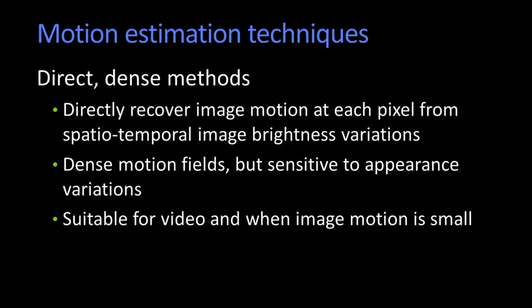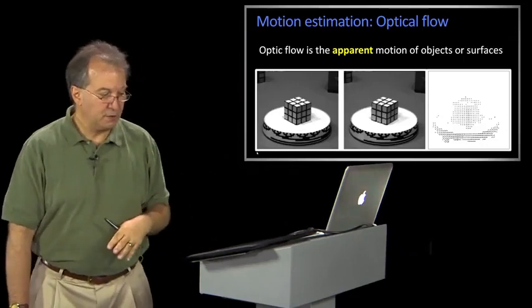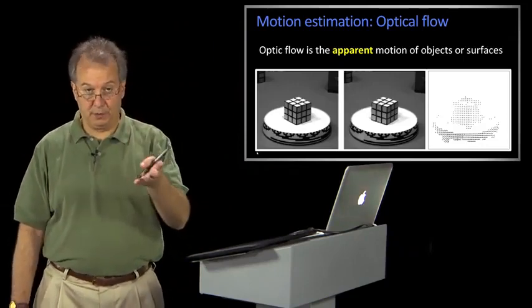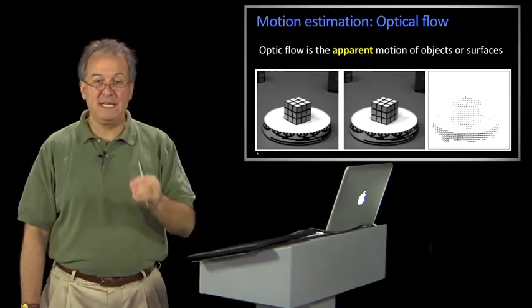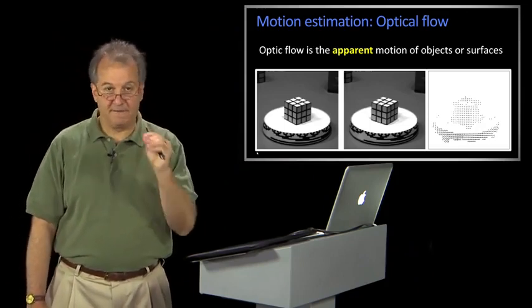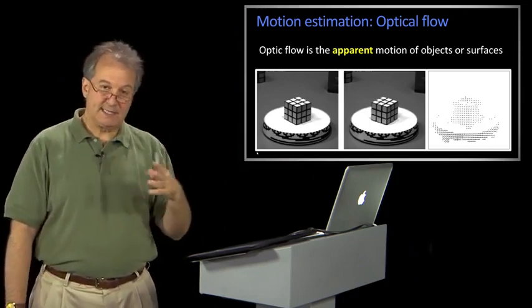Direct and dense methods recover motion at every pixel in the image, and that gives you a dense flow field. It's based upon what we call the spatial-temporal brightness variations, how the appearance is moving and changing. It can be sensitive to appearance changes, but as long as you're getting video-like sequences where you have frames sampled regularly and frequently, it works pretty well. The first thing we have to do is define what's called optical flow, or optic flow, because what we're going to be recovering today is the optic flow. And the optic flow is the apparent motion of objects or surfaces or pixels. And the reason I say apparent will be clear.